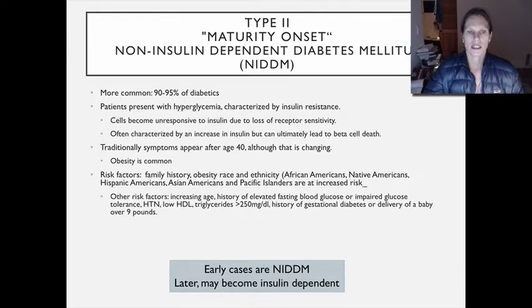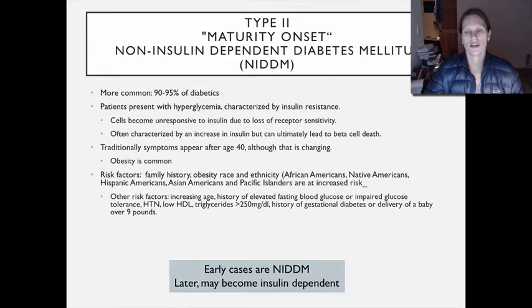Non-insulin dependent diabetes risk factors are a positive family history of diabetes. African Americans, Native Americans, Hispanic Americans, Asian Americans, and Pacific Islanders are all at higher risk, so race is an issue. Obesity is an issue. Other things that we want to watch: their risk factors go up as they increase in age. I think that has more to do with lifestyle than it does with just age.